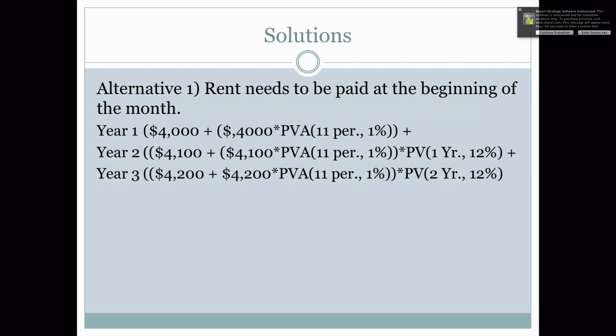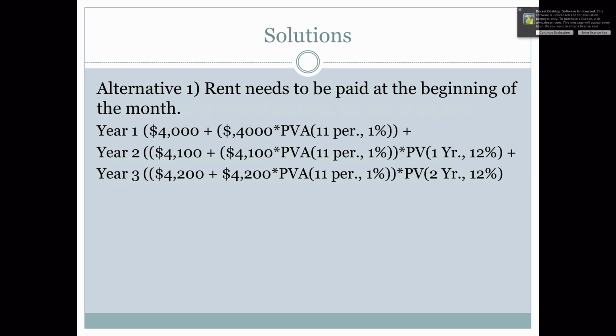So for the first alternative, what we need to do is go ahead and discount our monthly rent. In year 1, we have $4,000, so we're going to take $4,000 and multiply it by PVA for 11 periods of 1%, and then we're going to add the $4,000 to that, and we're going to sum our 3 years. So year 2, we have 4,100 times PVA for 11 periods of 1%. It's 11 periods because the 12th period is today, and that's the plus the 4,100. And then we need to discount year 2 by 1 year, because if you remember, it ends up at the beginning of year 1 instead of at year 0.